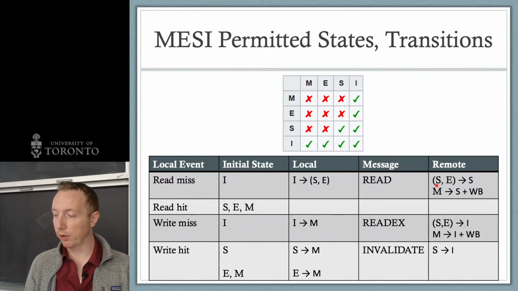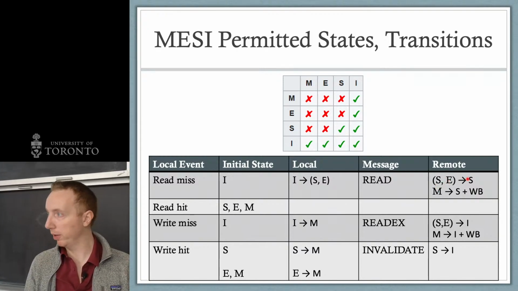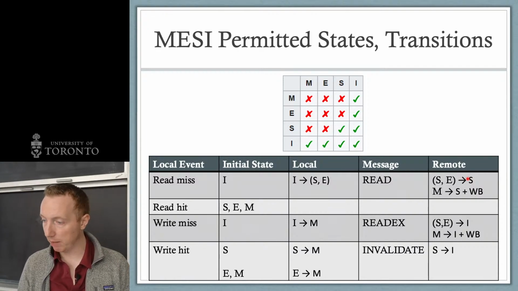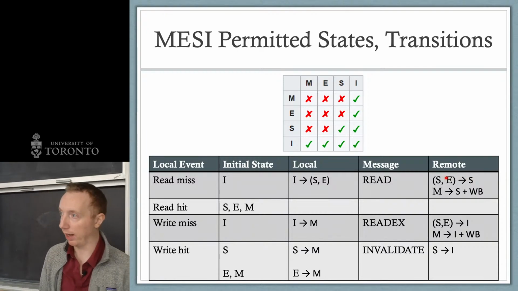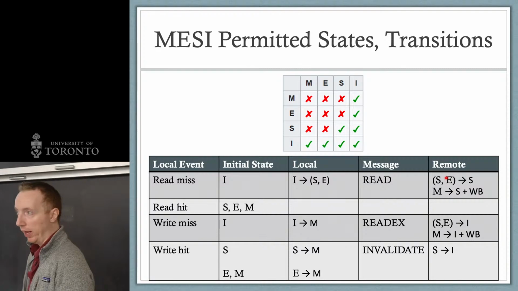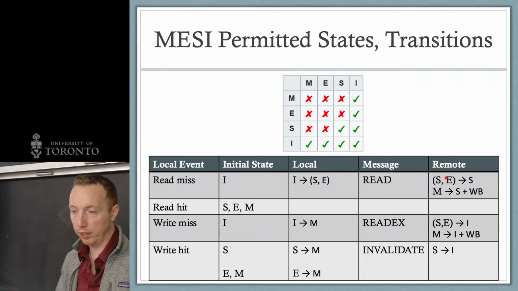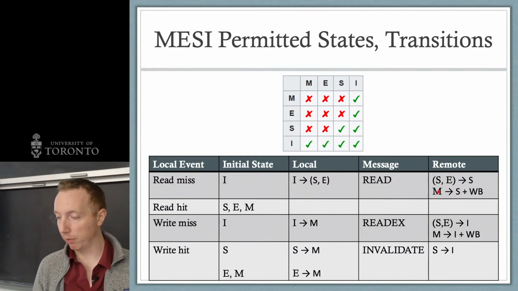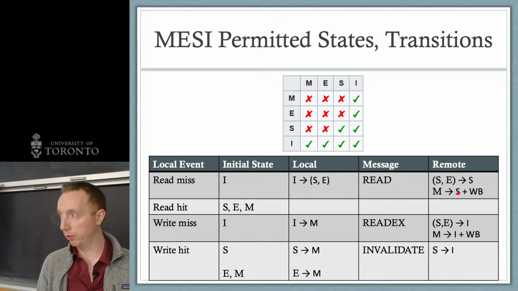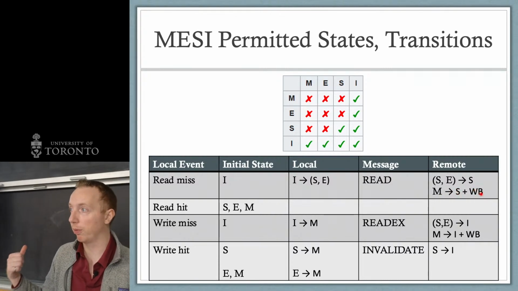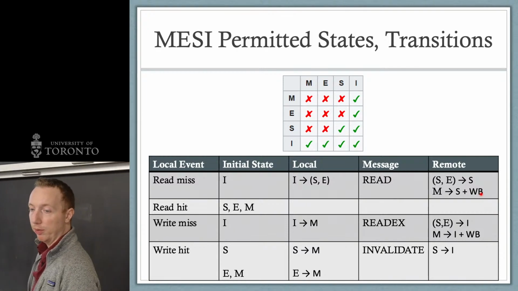So if the other cores had it already open for shared, it would just stay shared, nothing happens. If it had it exclusively open before, then it would just go to shared. And if it was modified before, it would transition to shared and actually force a write back to update main memory so everything is consistent.